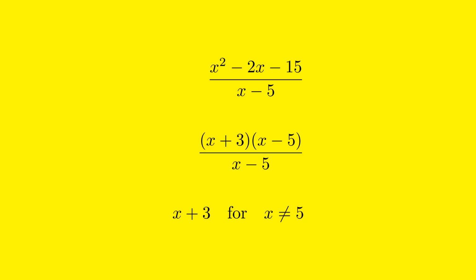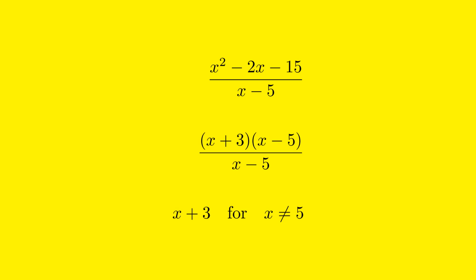To begin solving the problem of reducing the rational expression x squared minus 2x minus 15 divided by x minus 5 to its lowest terms, we need to look at the numerator, which is x squared minus 2x minus 15. The objective is to factor this quadratic expression completely in order to better understand how it might simplify with the denominator. The expression x squared minus 2x minus 15 looks complex, but we can break it down.